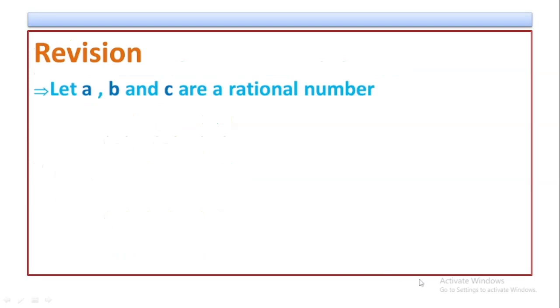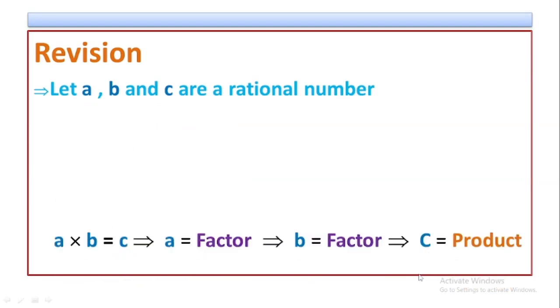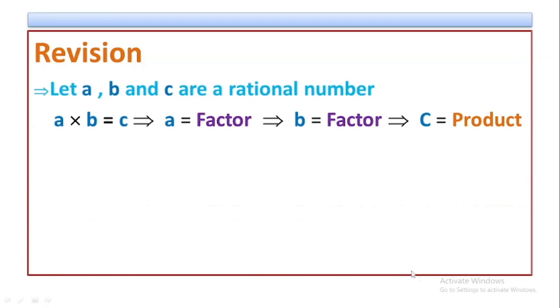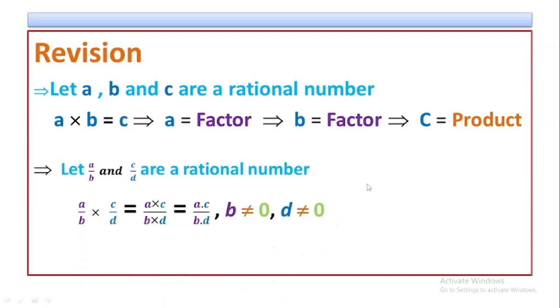Revision. Let A, B, and C be rational numbers. A times B is equal to C, then A and B are factors, and C is said to be the product. So we can call A and B the factors of C. A is a factor, B is a factor, C is the product.